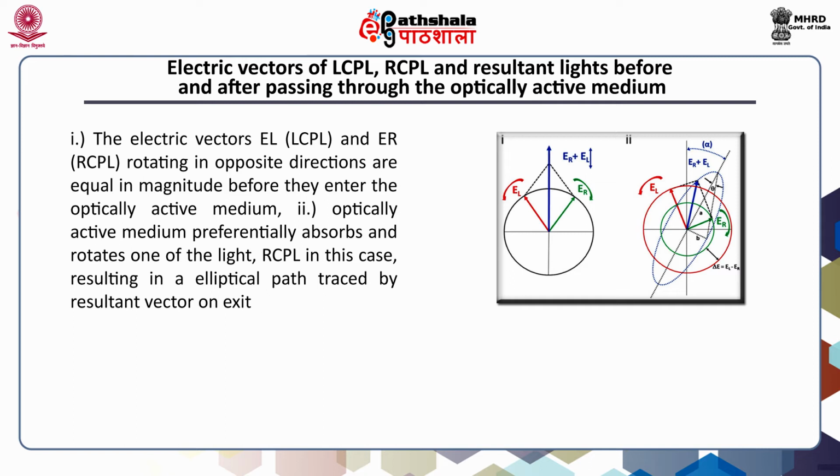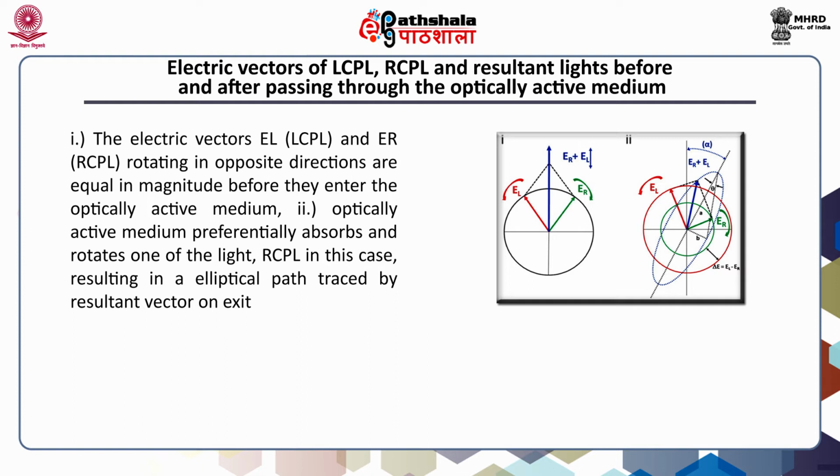The figures shown are the same which I showed in previous animations at the two ends, that is at the incident and emergence windows. The panel on the left side shows EL, that is the electric vector of LCPL rotating in anti-clockwise direction. It is shown with red color, while RCPL is shown with green color, and the electric vector ER is rotating in clockwise direction. If you see the figure on the left side, both vectors are equal in magnitude but rotating in opposite directions before they enter the optically active medium.